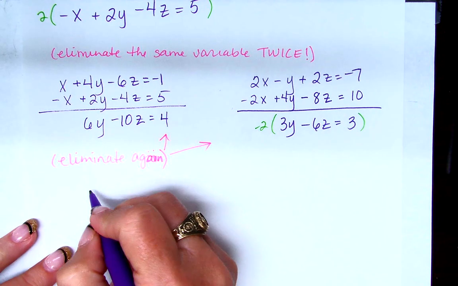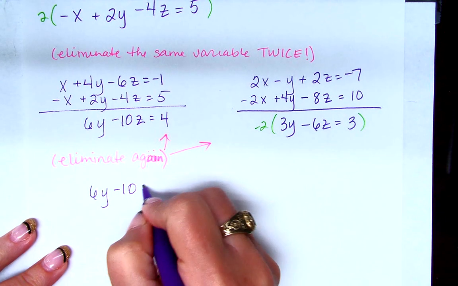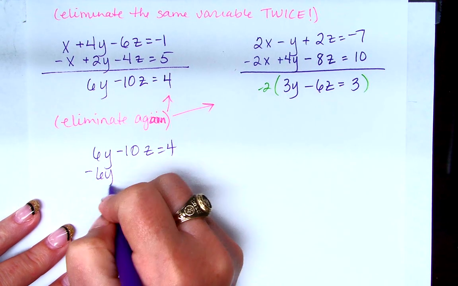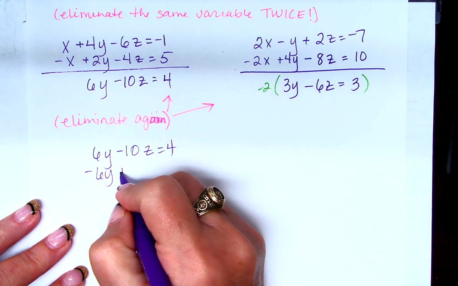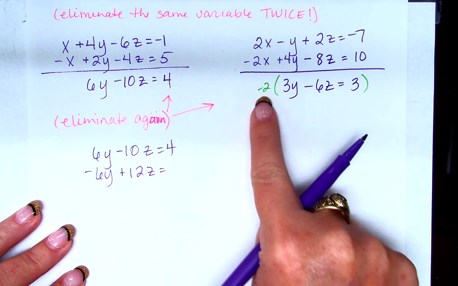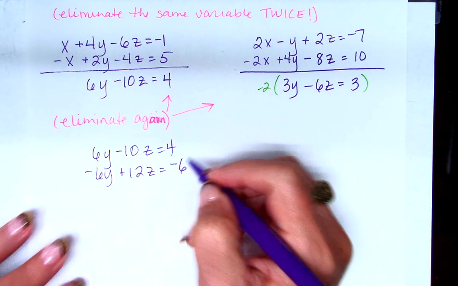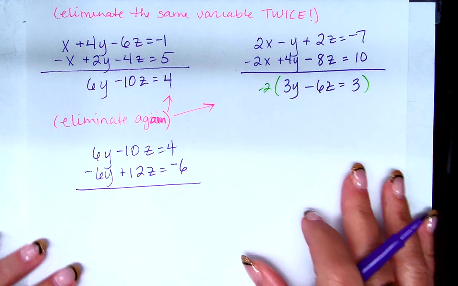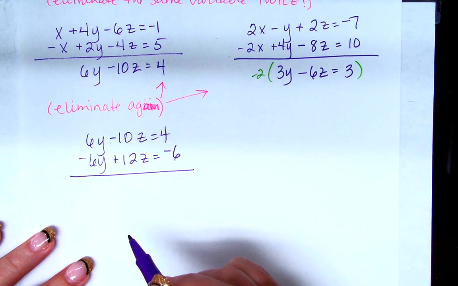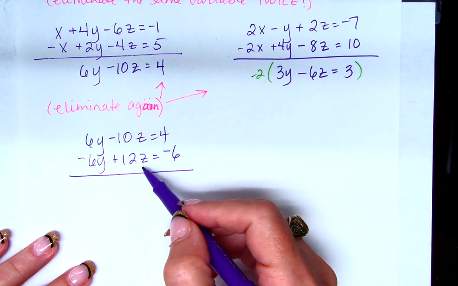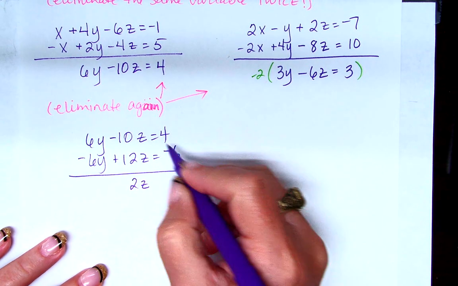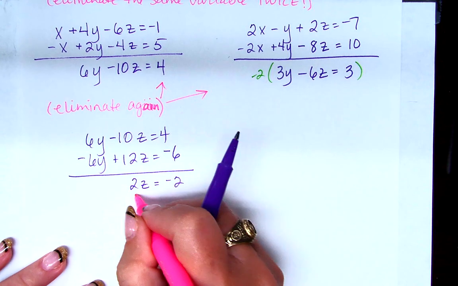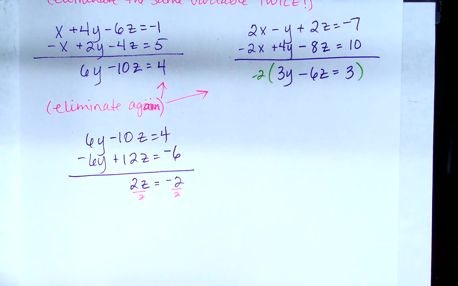So now I have 6y minus 10z equals 4. And then I have negative 6y plus 12z equals negative 6. So now when I combine these two, 6y and negative 6y, 0, negative 10z and 12z, 2z, and then 4 and negative 6. Perfect. Hey, we are cooking.